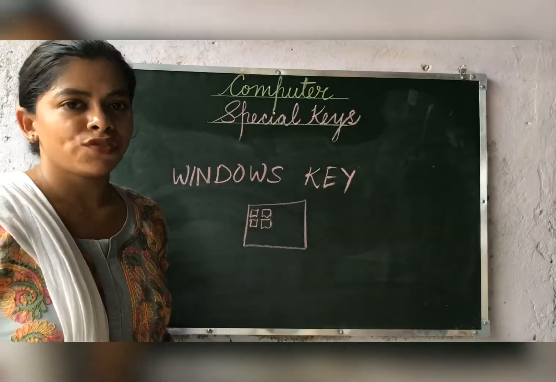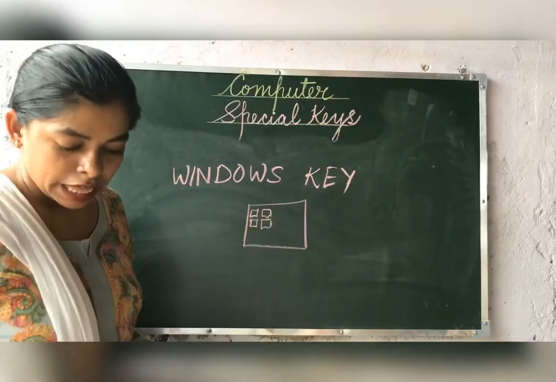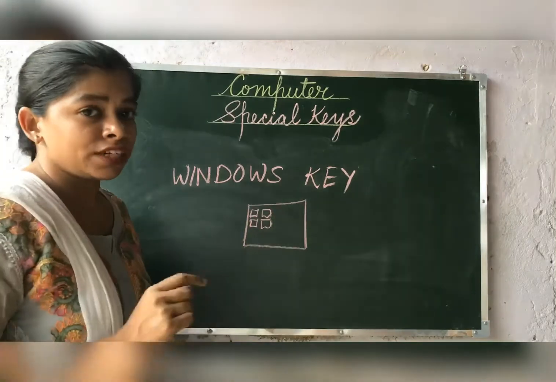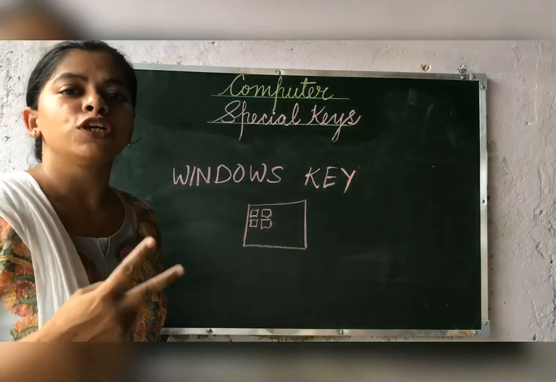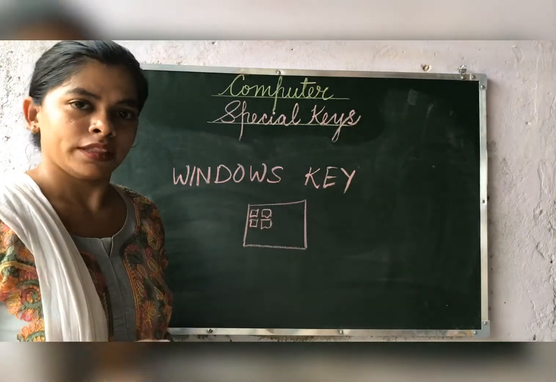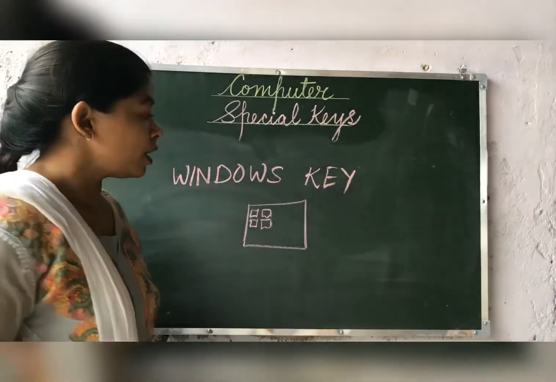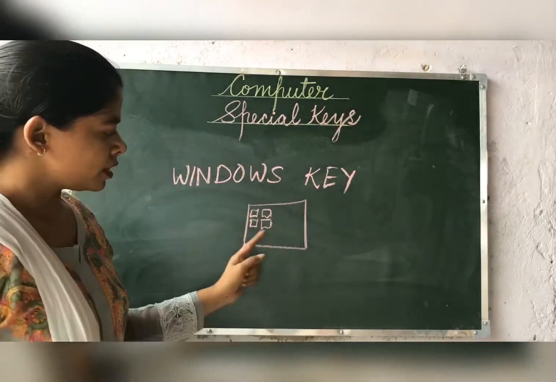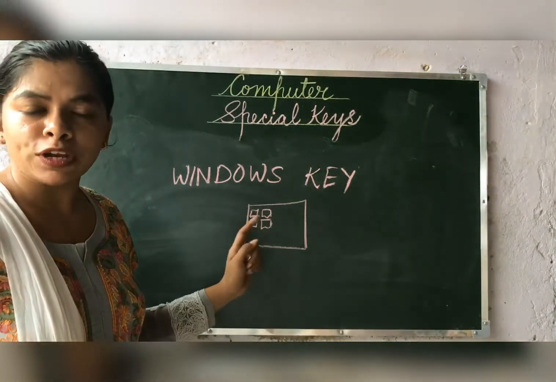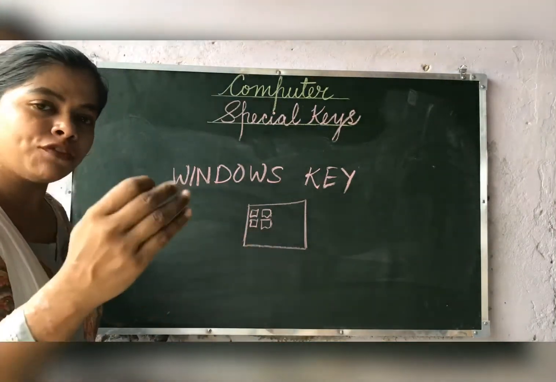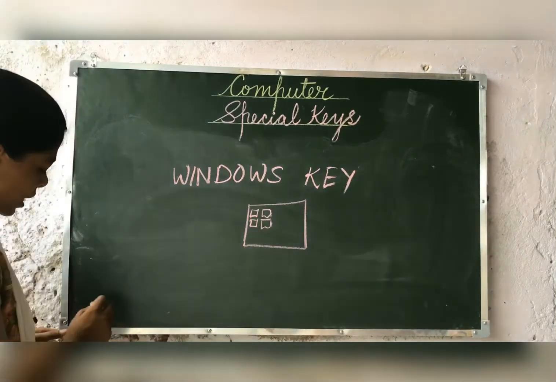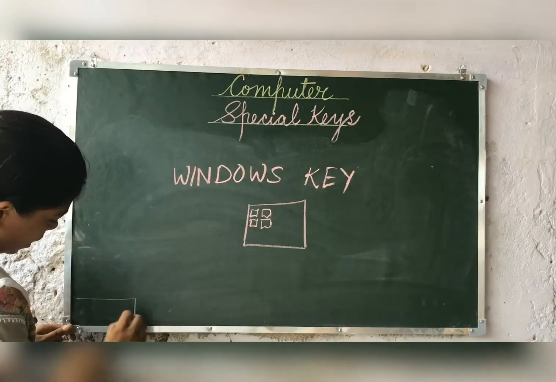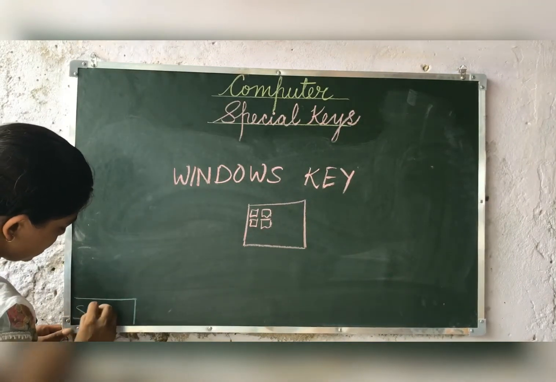Now, children, there is one more key, that is the Windows key, present on the keyboard. Now, children, there are two Windows keys, as I have told you. There are two shift keys also on the keyboard, plus there are two Windows keys also on the keyboard. Now, children, this is the sign of the Windows key. Now, when you press the Windows key and open the computer screen, on one side it is written start.